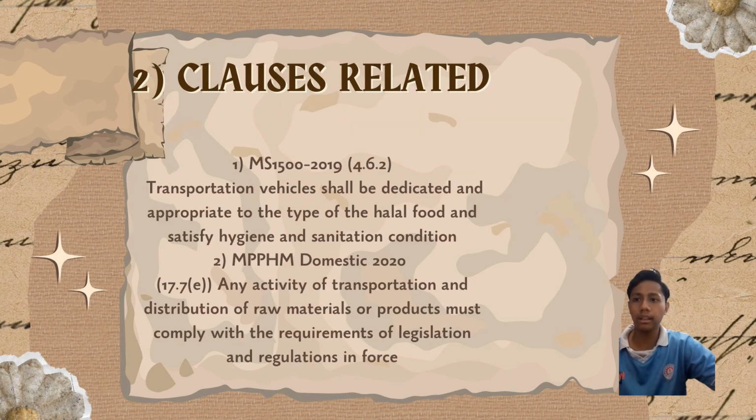So the clause that is related to this NCR is first MS 1500:2019 on clause 4.6.2. The transportation vehicle shall be dedicated and appropriate to the type of halal food and satisfy hygiene and sanitation conditions. Number 2, the clause that is related is MPPHM Domestic 2020 on clause 17.7E. Any activities of transportation and distribution of raw material or raw products must comply with the requirements of legislation and also the regulation in force.